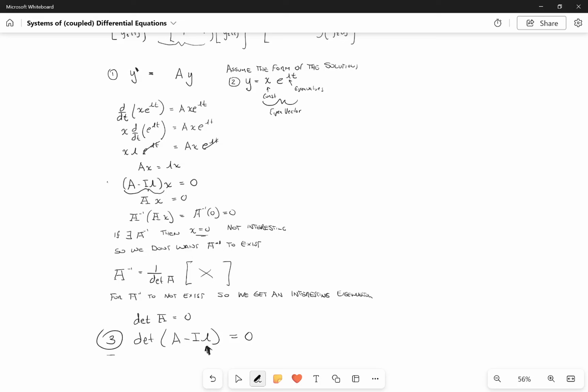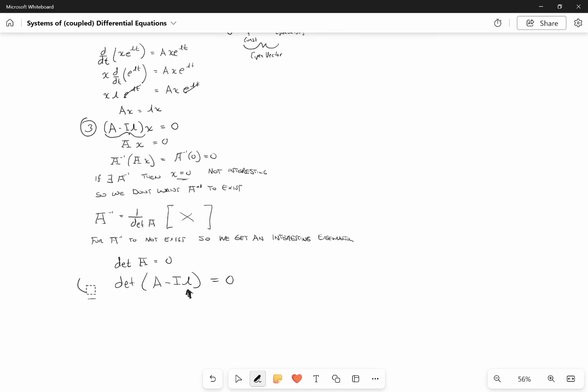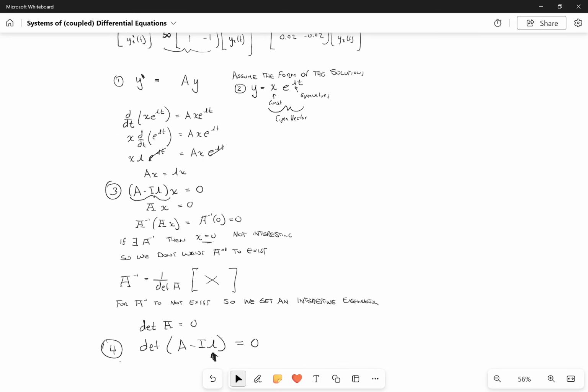Let me renumber these. This we'll call 3, and then we'll call this 4. How's that? Okay, this is going to be 4. All right, so we used equation 4 to get the eigenvalues, and then sub them into equation 3 to get the eigenvectors, which is x. X is our eigenvectors, and those eigenvectors go into equation number 2 now.